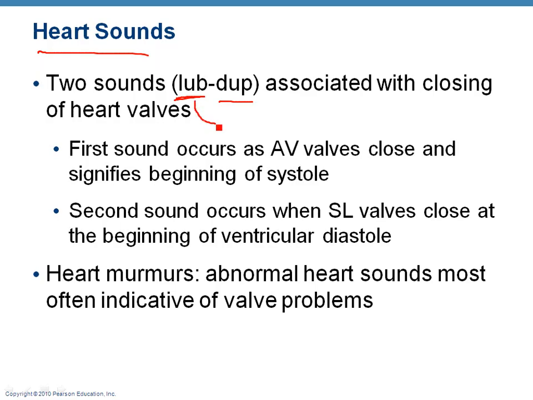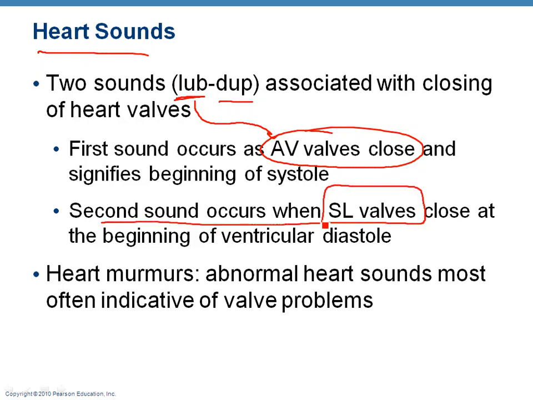So the lub sound, that first sound, occurs as your AV valves close. When your bicuspid valve and your tricuspid valve close to prevent backflow of blood from the ventricles into the atria, that's the first heart sound. The second sound occurs when your semilunar valves close. So when the pulmonary semilunar valve and your aortic semilunar valve close, that generates the second heart sound.